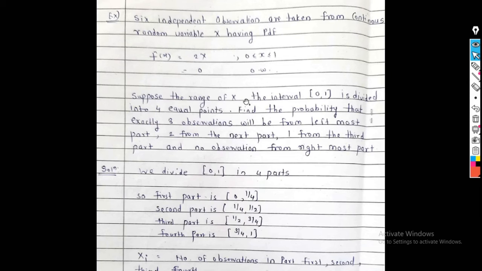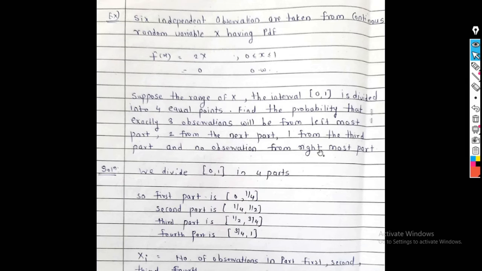Suppose the range of x, the interval 0 to 1, is divided into 4 equal parts. Suppose this range is divided into 4 equal parts. Find the probability that exactly 3 observations will be from the leftmost part, 2 from the next part, 1 from the third part, and no observation from the rightmost part.